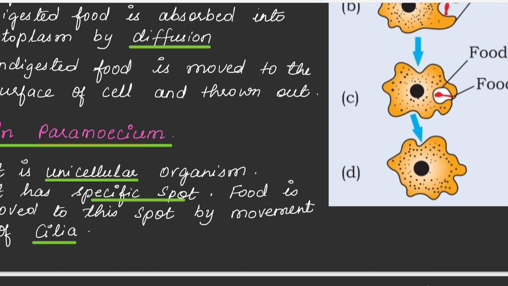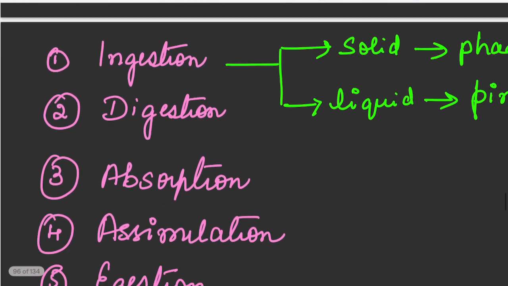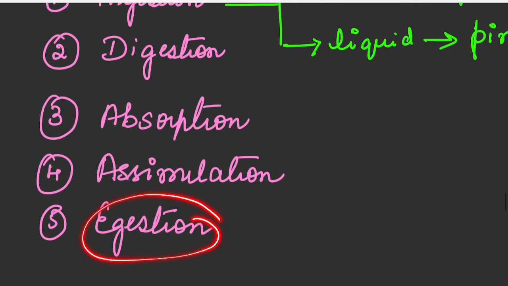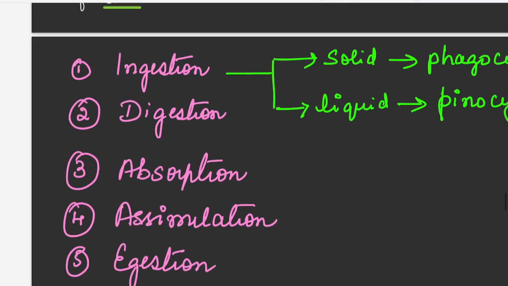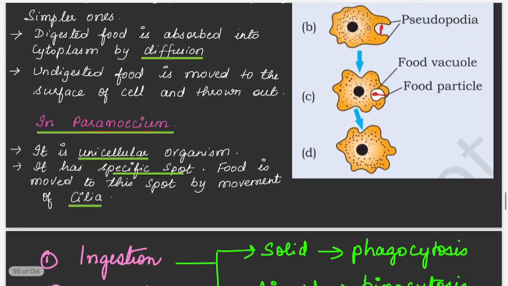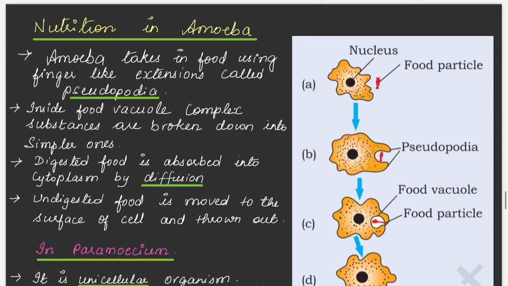After assimilation, the unwanted food material, that is the waste material, will be thrown out of the body, which is called egestion. So these are the 5 steps which are involved in the nutrition of amoeba.